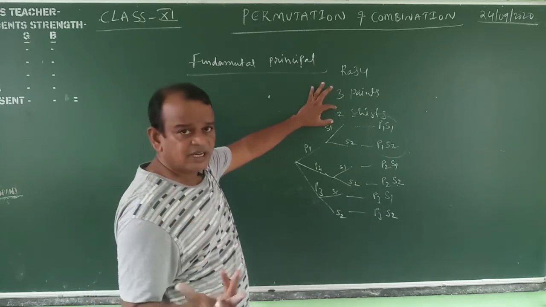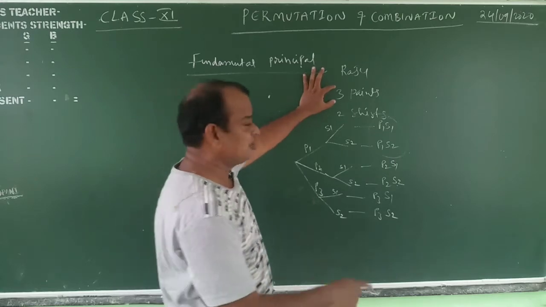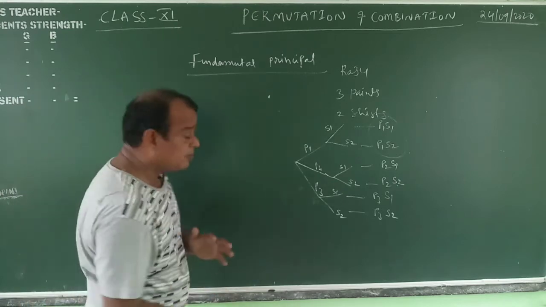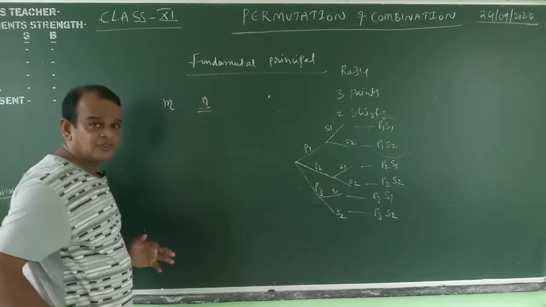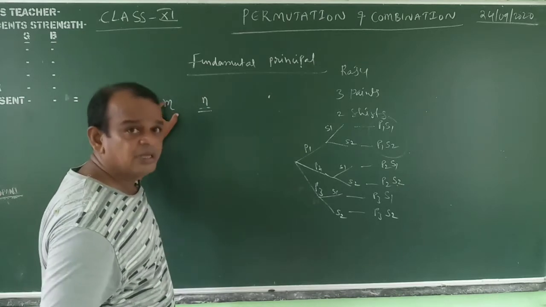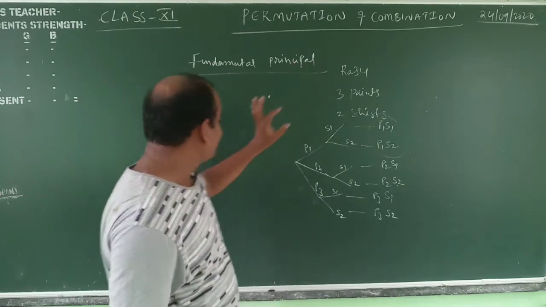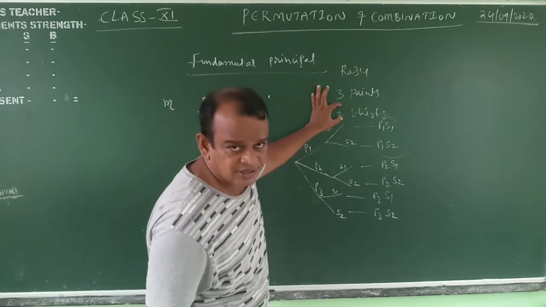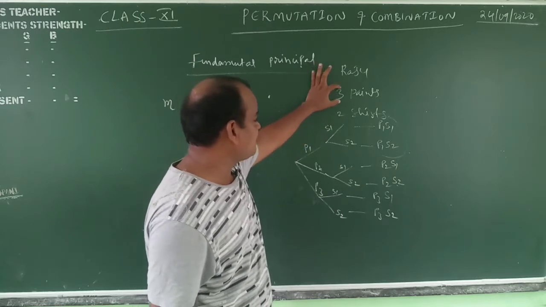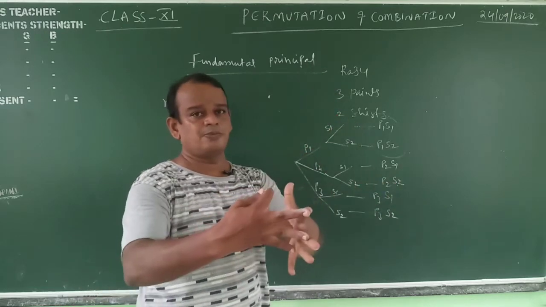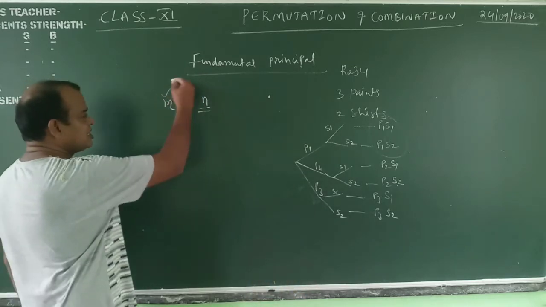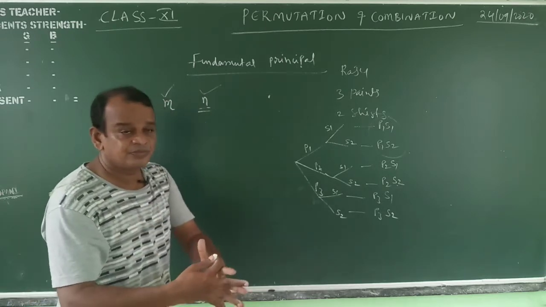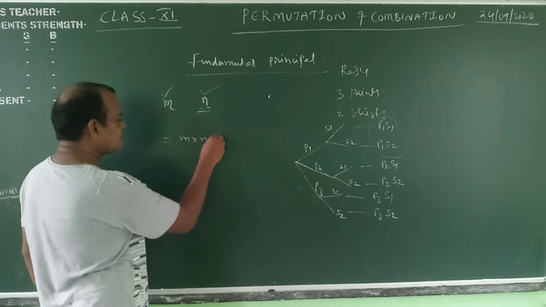Generalization: if the first work can be done in m ways and the second work can be done in n ways. Here, pants can be chosen in 3 ways and shirts in 2 ways. Then these two works together can be done in m into n ways.